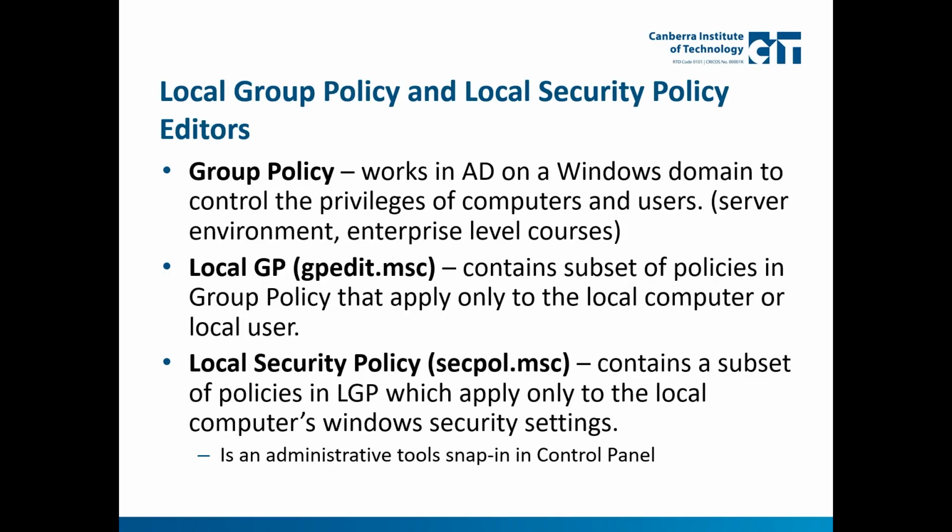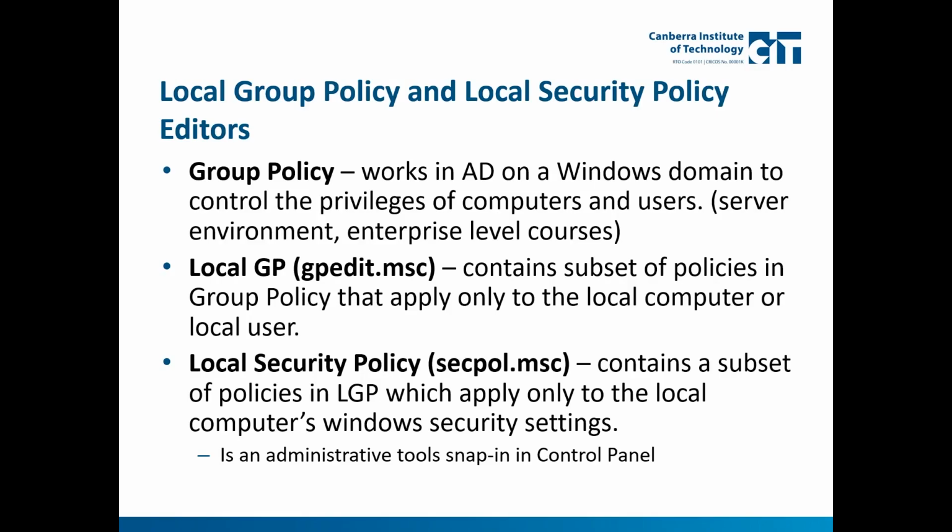So basically, the local group policy just contains a subset of policies in group policy that apply only to the local computer or local user. By the name, it just means it's local to that specific machine that you're configuring. On the other hand, group policy in general, the one above that we just mentioned, can be applied to the entire domain. It can be applied to many machines that are joined to a certain domain.